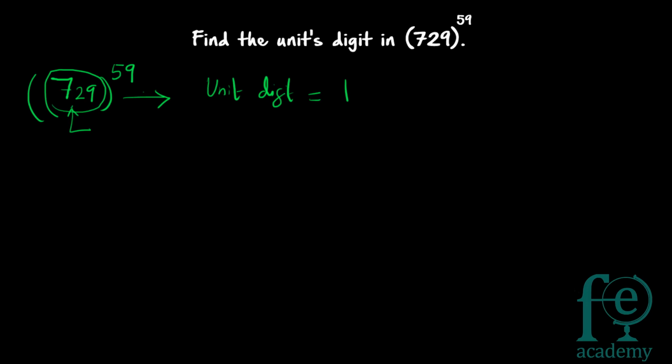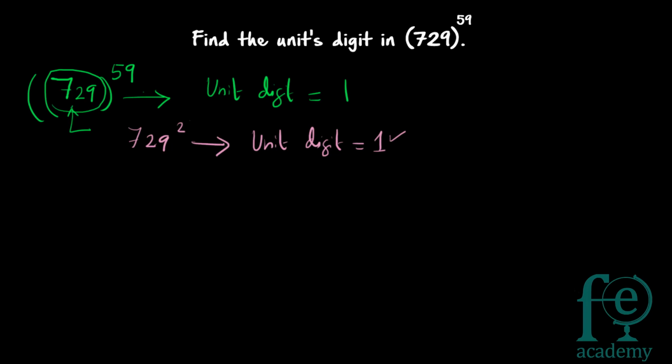So 729 square, what will be the unit digit? 9 into 9 is equal to 81. So 729 square will be giving unit digit equal to 1. For this question, we found out the power within a single step because 729 square itself is giving the unit digit equal to 1. So once you get unit digit equal to 1, all the multiples of that particular power also will be giving you unit digit equal to 1.